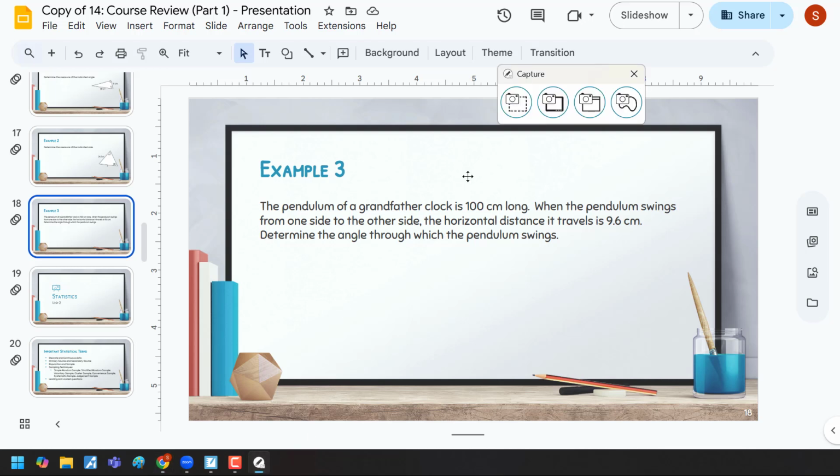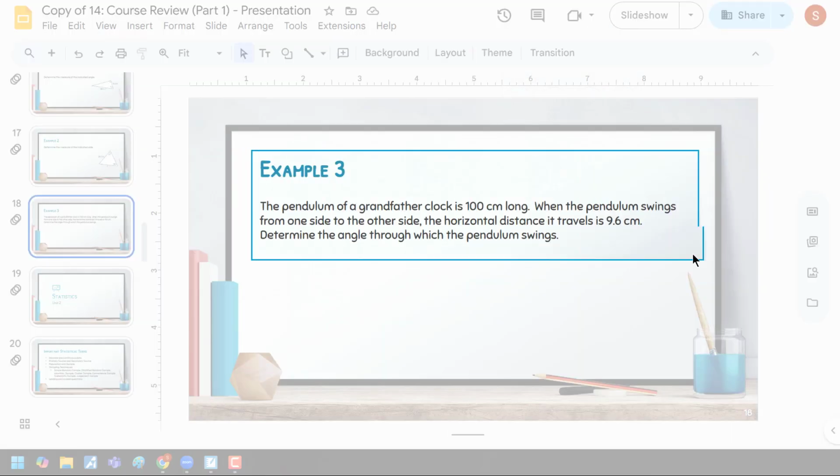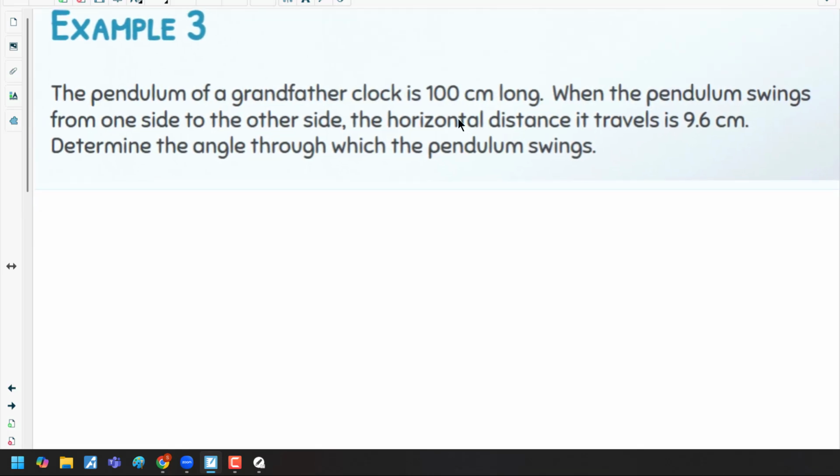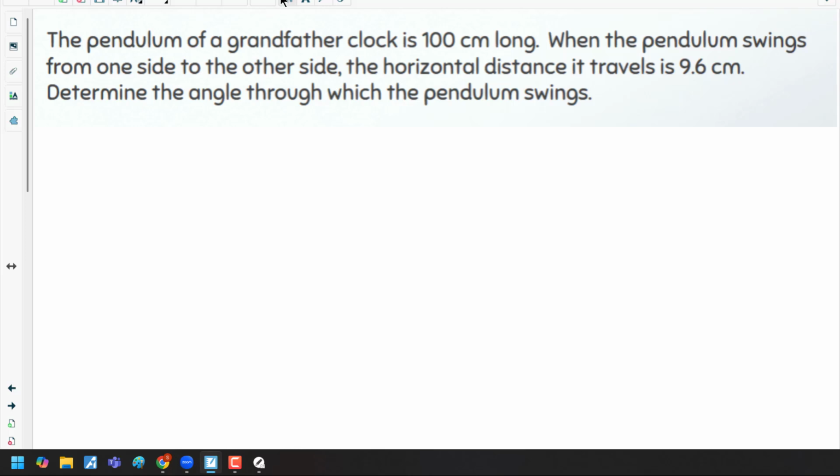Here we have example 3. The pendulum of a grandfather clock is 100 centimeters long. When the pendulum swings from one side to the other side, the horizontal distance it travels is 9.6 centimeters. Determine the angle through which the pendulum swings.